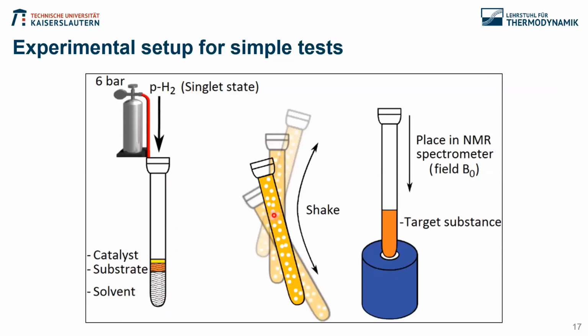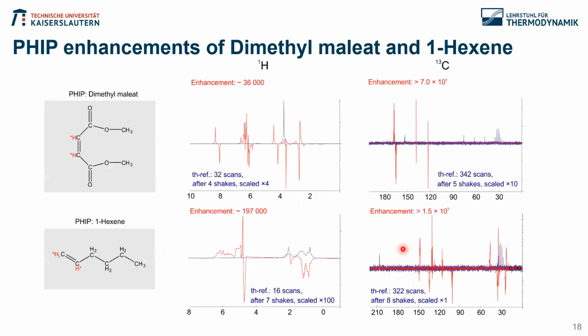Then we do a vigorous shaking to mix the parahydrogen inside the liquid, and then we just place it into an NMR spectrometer. And even with that very, very simple setup, you see the full power of the PHIP hyperpolarization. And so why is the hyperpolarization so good? Because we start with parahydrogen with a spin order that is very close to unity.